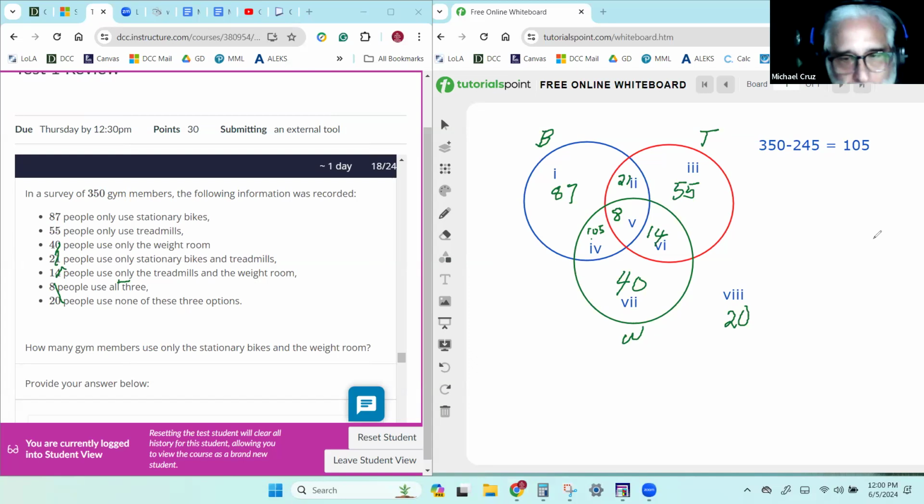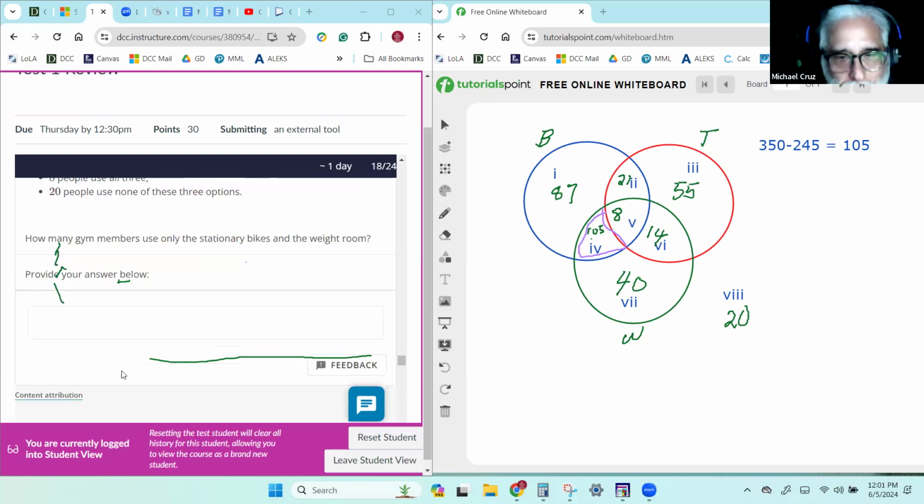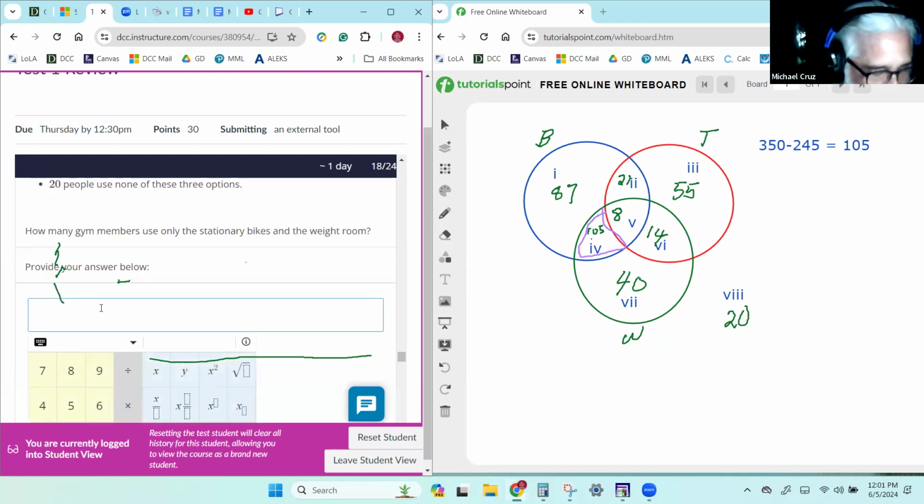Now that we got all 8 regions on, let's see that question. How many gym members use only the stationary bike and the weight room? Only stationary bike and the weight room. Well, that's the one we just found. So it's 105. I know that's a lot of stuff, so let me know.